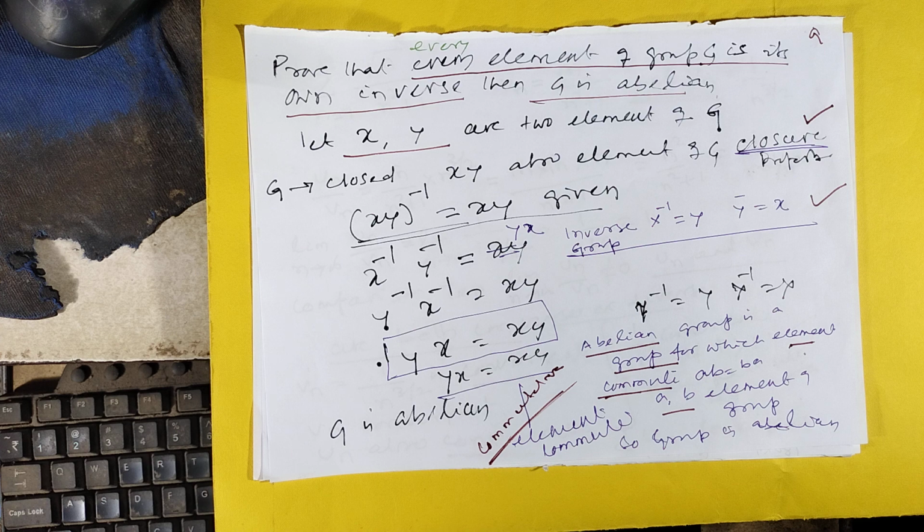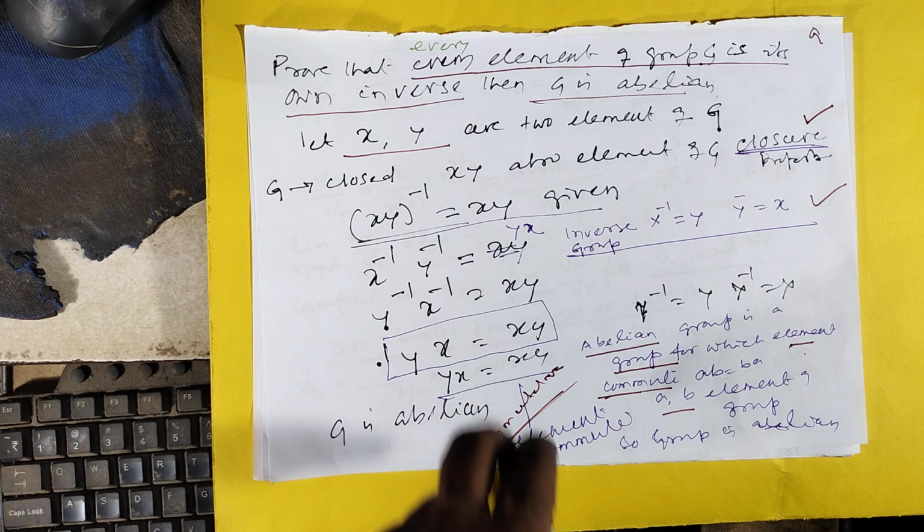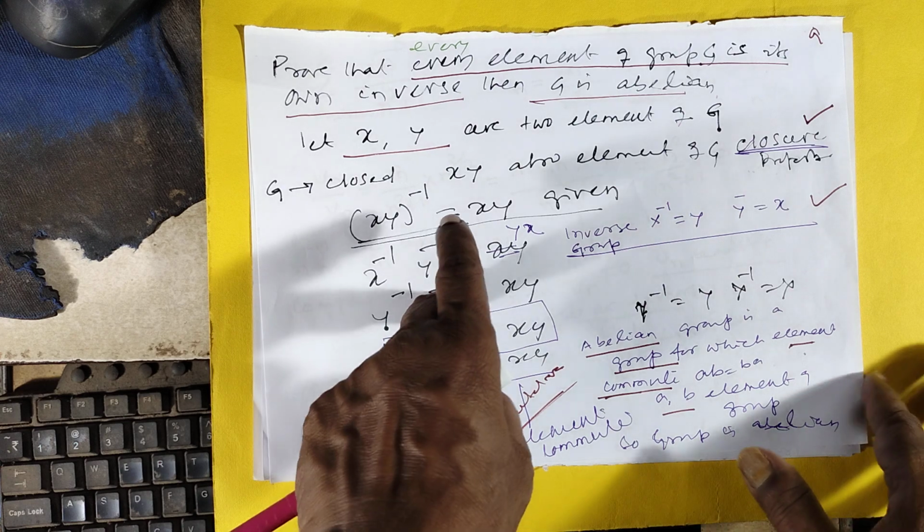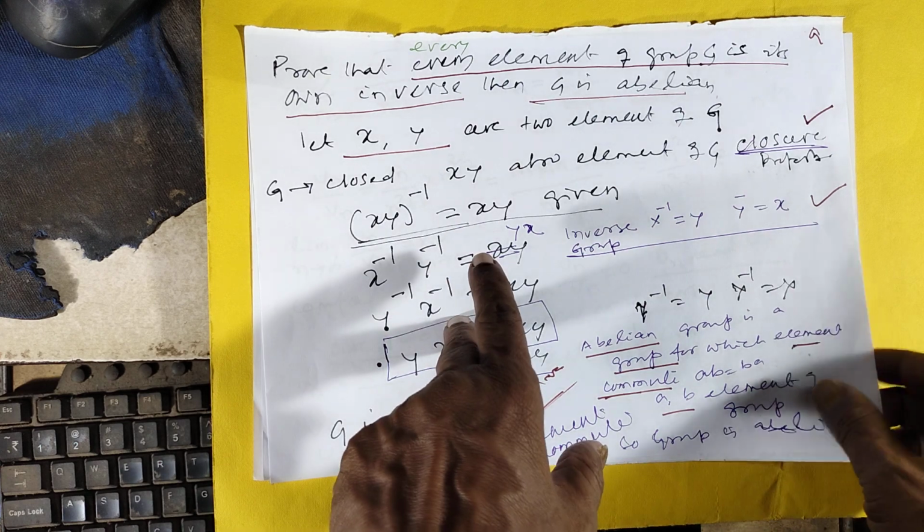An abelian group is a group for which the commutation ab is equal to ba is applied. Here yx is equal to xy.